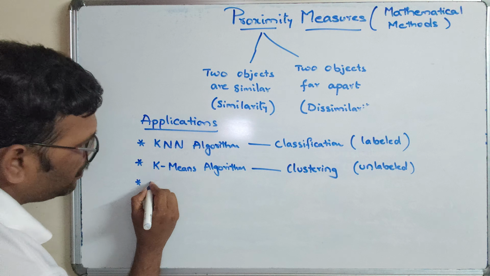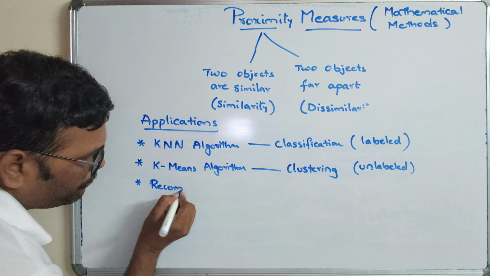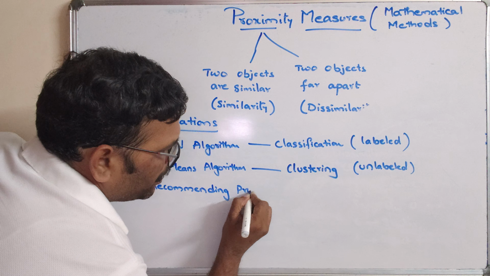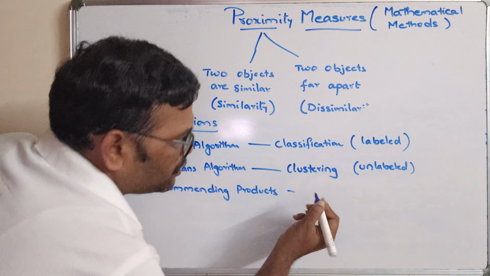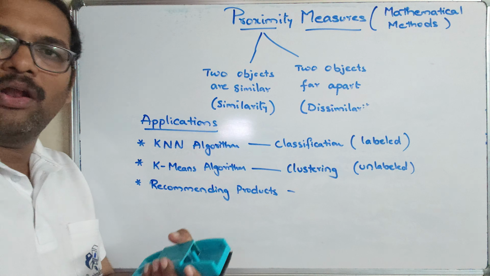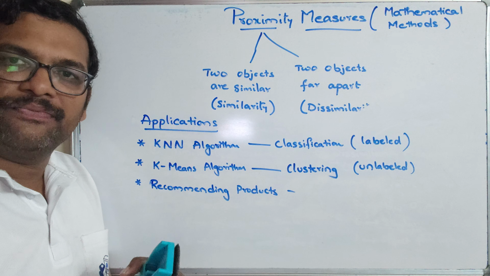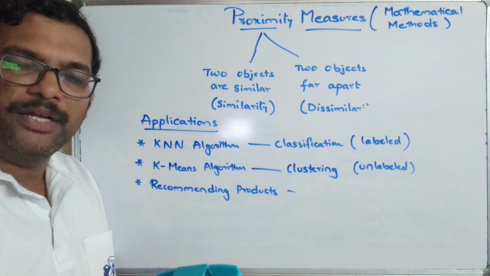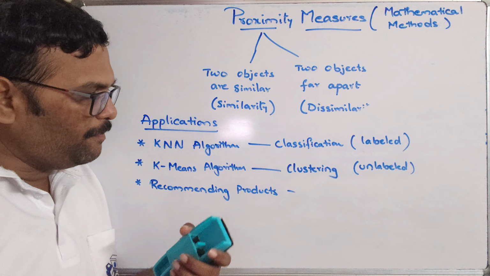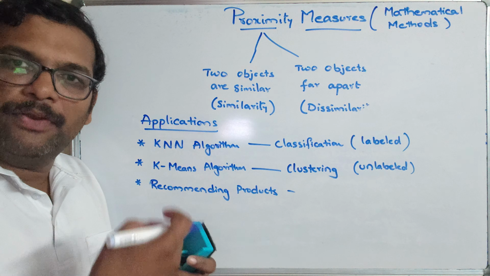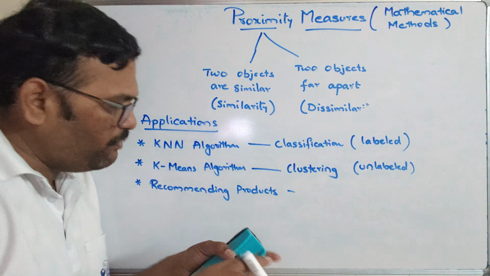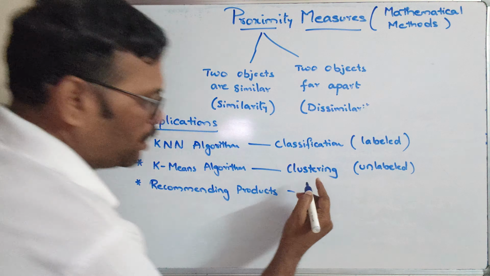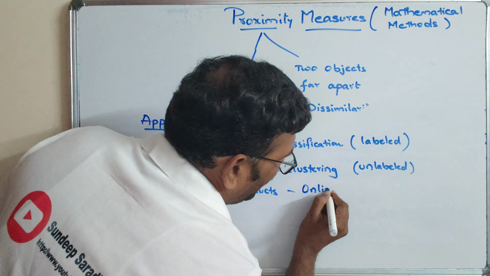Recommendations. Recommending products. For example, you can take any online platform. If you are searching for a particular mobile on a platform like Amazon or Flipkart, etc., similar kinds of products will be recommended multiple times. That will happen because of this particular proximity measure. So recommending products is used in online platforms.